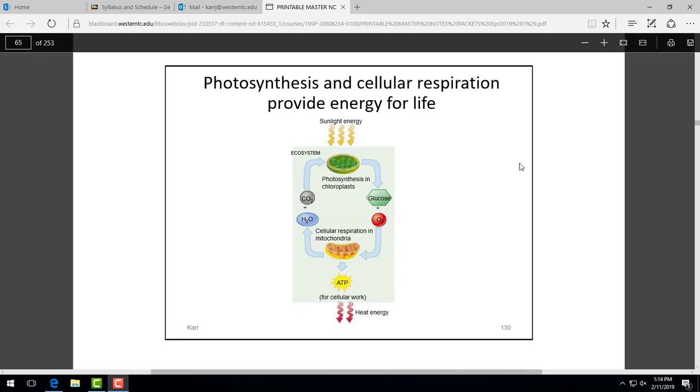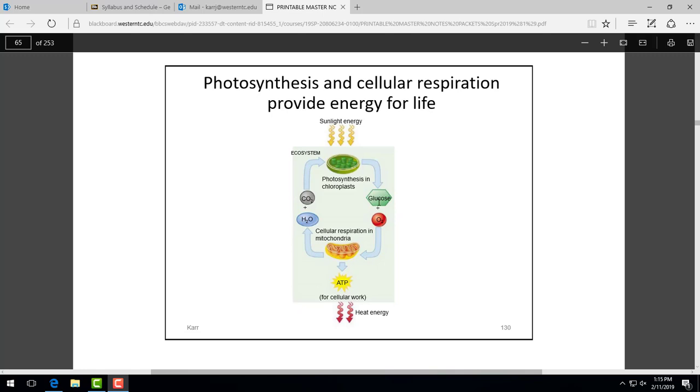This week we're going to talk about photosynthesis, which occurs in the chloroplast of plant cells. Then we're going to talk about cellular respiration that occurs in the mitochondria of all eukaryotes, whether it's plant or animal. Remember, bacteria don't have organized organelles. They still undergo cell metabolism, but they do it in a little different way.